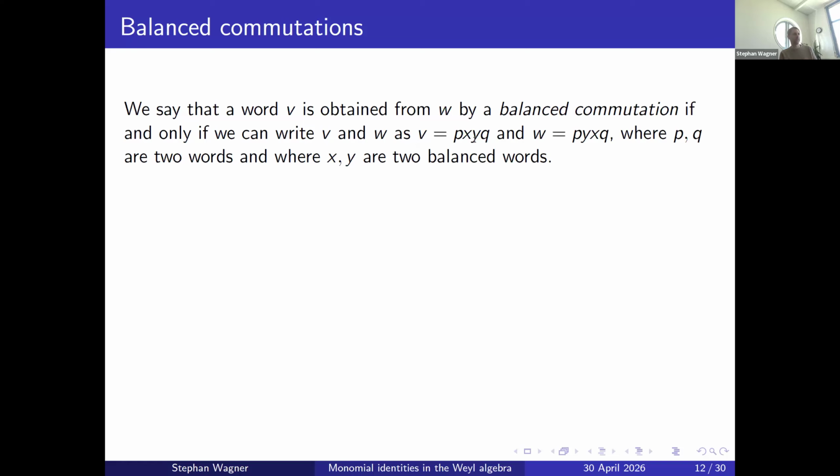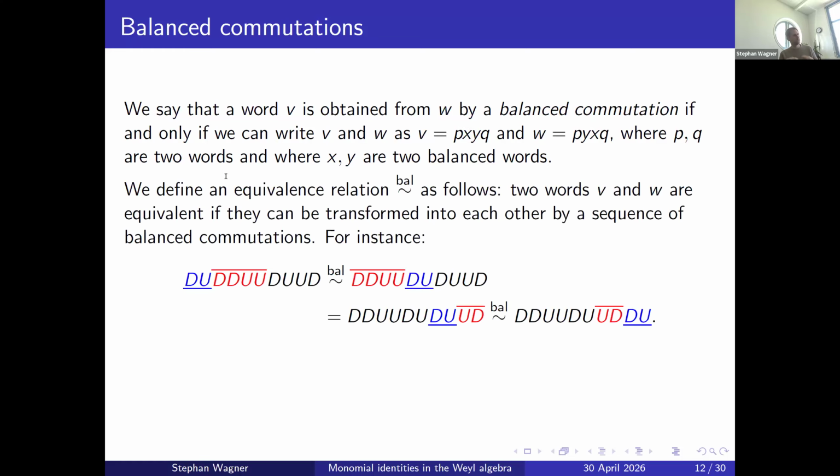Because we have seen in the Weyl algebra that's sort of a permissible operation. I can interchange the order without changing the effect. So if we iterate this, if we are allowed to apply balanced commutations repeatedly, then we get an equivalence relation that is denoted by this, tilde bal for balance. So two words, V and W, are equivalent according to this if I can transform them into each other by a sequence of such balanced commutations.